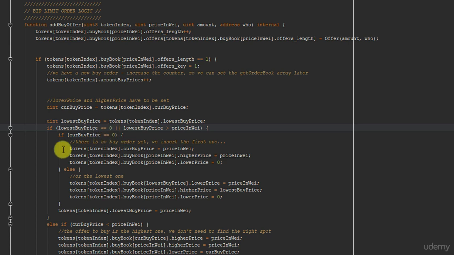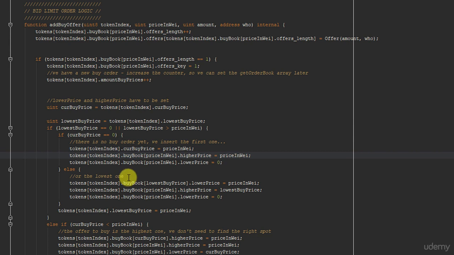We just take the order that we have here in our order book for the price in way, and we adjust it according to the theory that we talked about in the previous lecture. And we put the current price to the price that we have right now for our first order. And for our order book, for this price, the higher price is our price and the lower price is 0. This is what we were discussing in the previous lecture. Go back to the previous lecture. If there are any questions, have a look again at the linked list. This is exactly what we're going to do.